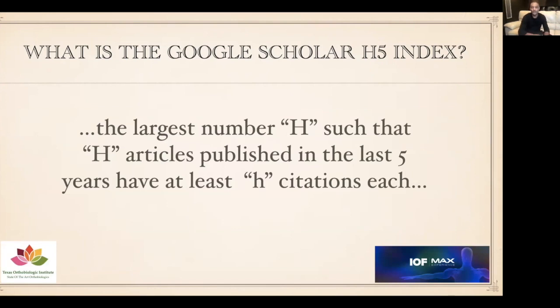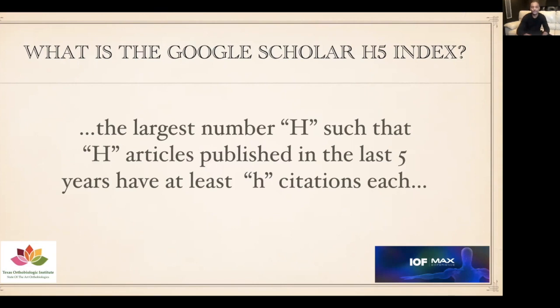The Google Scholar H5 Index is a little bit different. It covers the last 5 years of publications, and it's defined as the largest number H such that H articles published in a journal in the last 5 years have at least H citations each. So just as a quick example, let's say we have the Biologic Orthopedics Journal. And over the last 5 years, we have 45 articles that have each been published and cited at least 45 times.